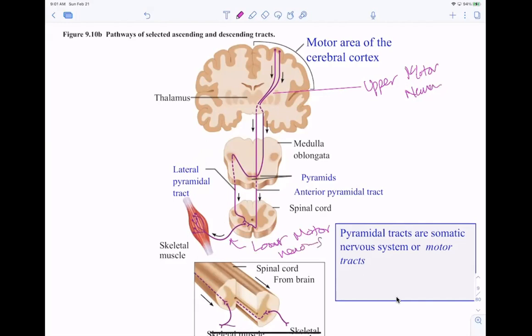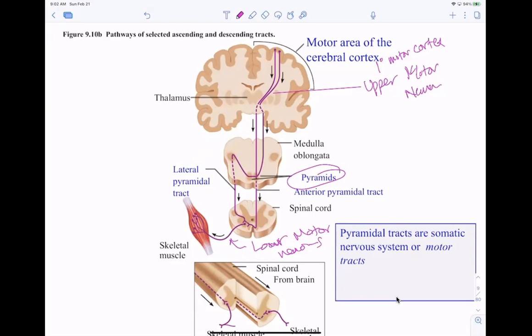And my writing's getting really bad. But so the first neuron is going to originate in the primary motor cortex. So upper neuron, primary motor cortex. And it's going to go all the way down. Now, with these pyramidal tracks, these are your tracks that are basically controlling most of your skeletal muscles. I should say all your skeletal muscles to an extent. This upper motor neuron does cross over in the medulla oblongata, the very end of your brain, and then continues on down the opposite side of your spinal cord.